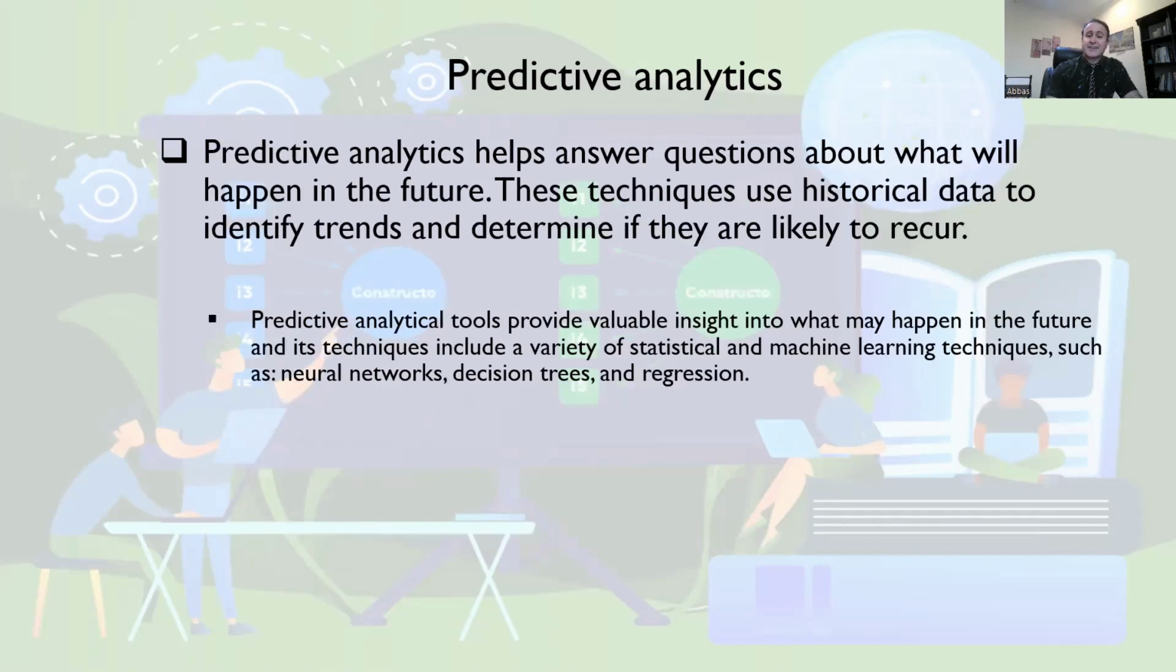The third one is predictive analytics. This is the most common one in weather forecasting. It tries to understand what will be happening in the future. This technique, just like the descriptive and diagnostic ones, looks at the historical data, but it will try to identify and determine what is likely to happen in the future.